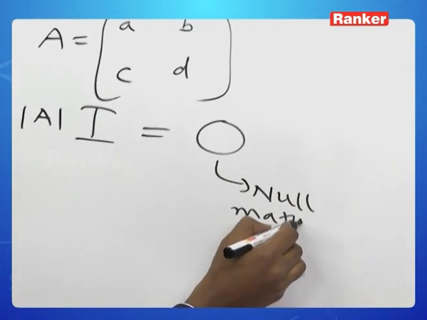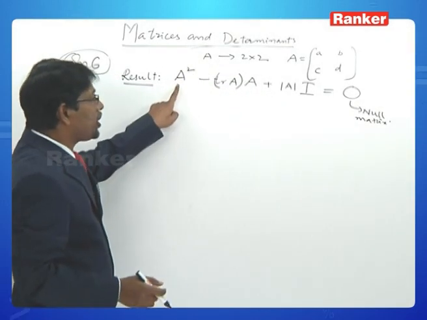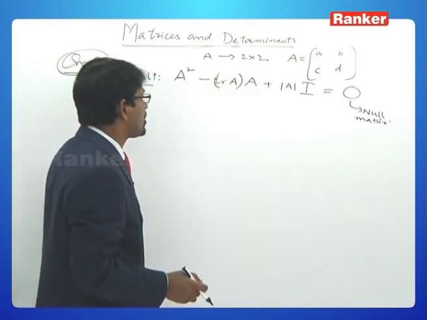What is a null matrix? A matrix with all the entries being zeros. So a null matrix of what order? The same as the order of A, that is 2. A 2 by 2 null matrix it is.